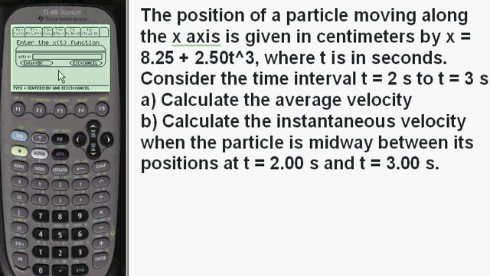Press alpha to put anything into these entry lines in my programs. Okay, alpha 8.25 plus 2.5 times t cubed. That's in centimeters. And the times are given as 2 and 3. Alpha 2, alpha 3.